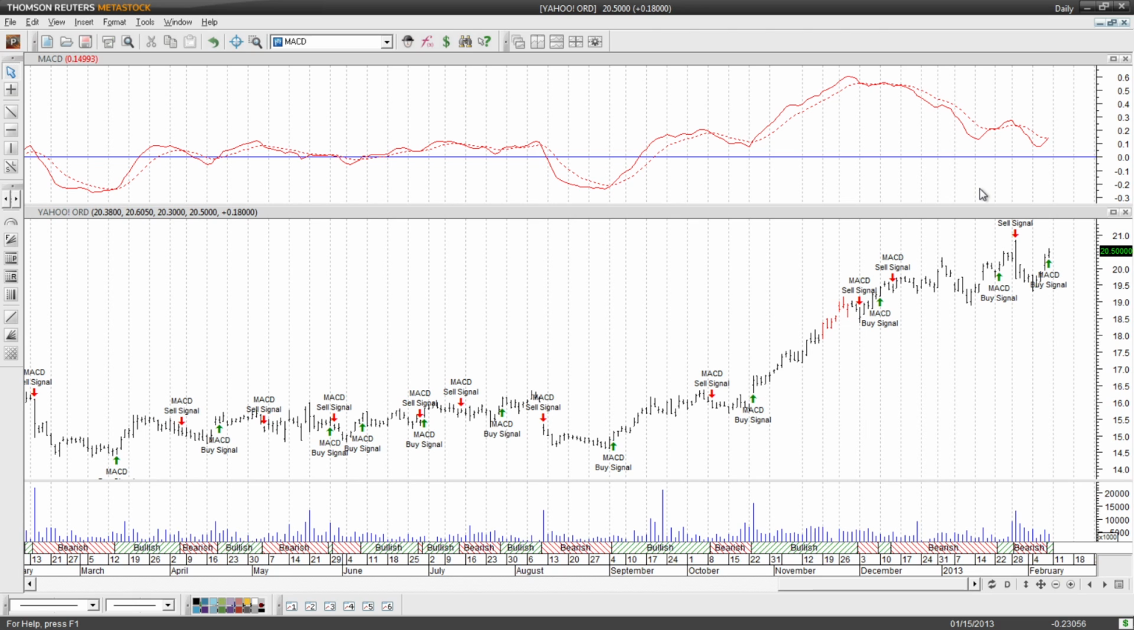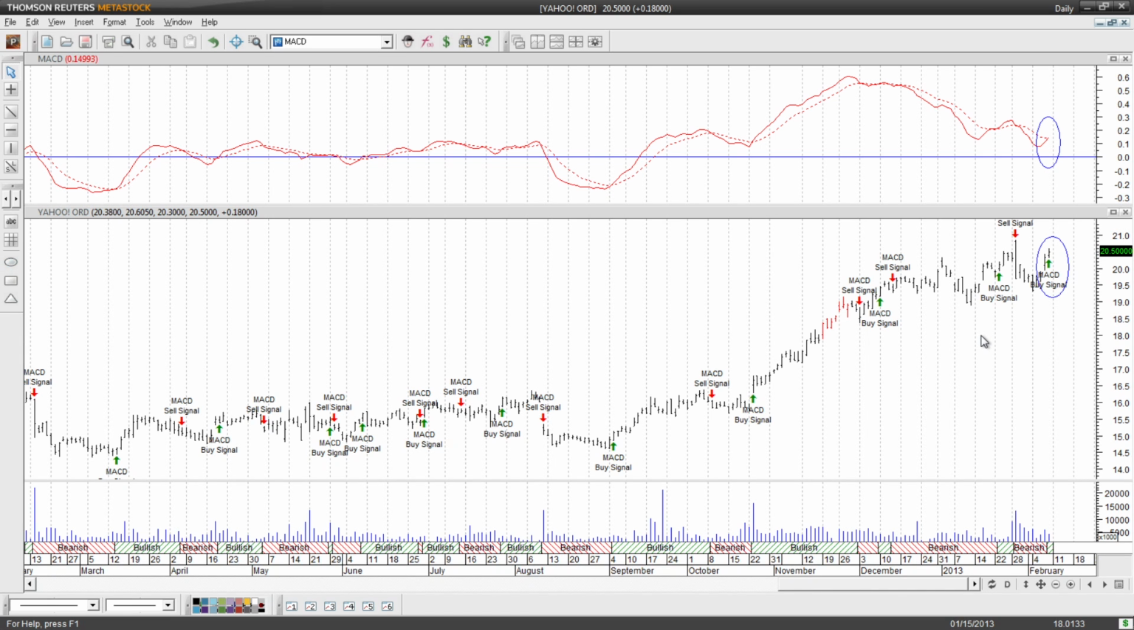It isn't always easy to identify a trading opportunity. Right now we're looking at a chart of Yahoo, and we're looking at the MACD indicator along with buy and sell signals associated with the MACD indicator. If we just grab a circle here and put it on our chart, you can see that the MACD triggered a buy opportunity, which also triggered a buy on our chart.